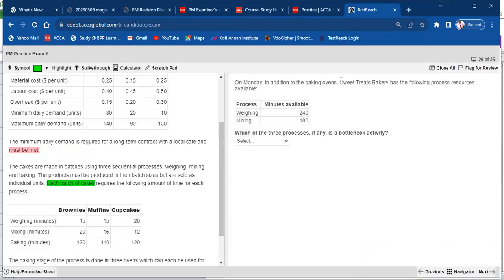C, need I say no? You can see that this is one typical kind of question that can waste your time in the exam. Mixing is a bottleneck.